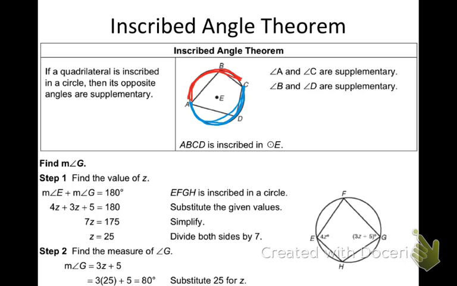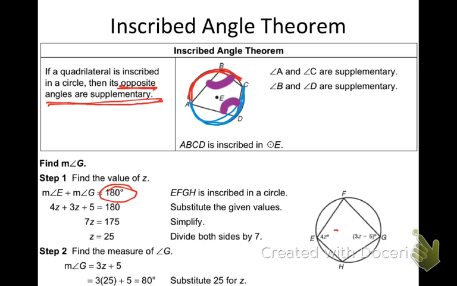360. So what does that tell you about angles B and D? They're not the same, but they have to add up to what? 180. So in a circle, the opposite angles are supplementary. In a circle, the opposite angles are supplementary.